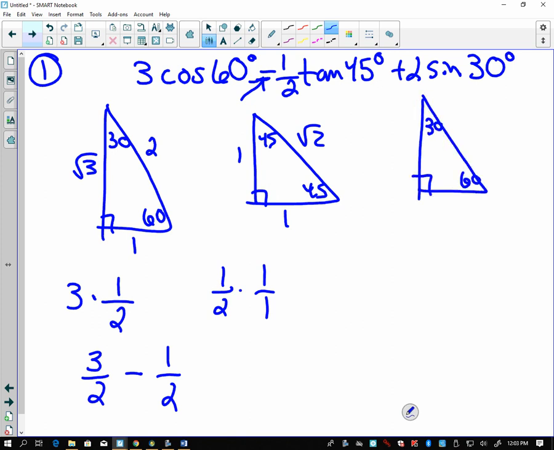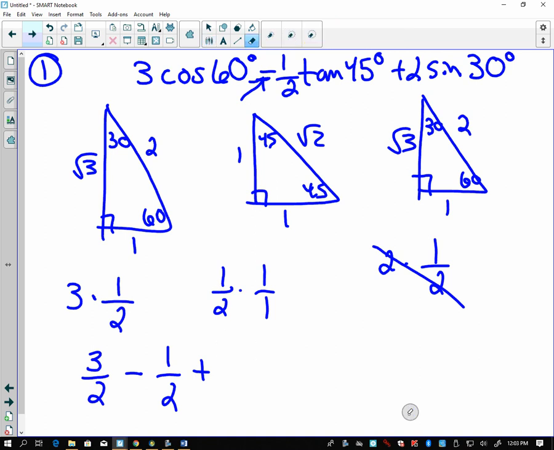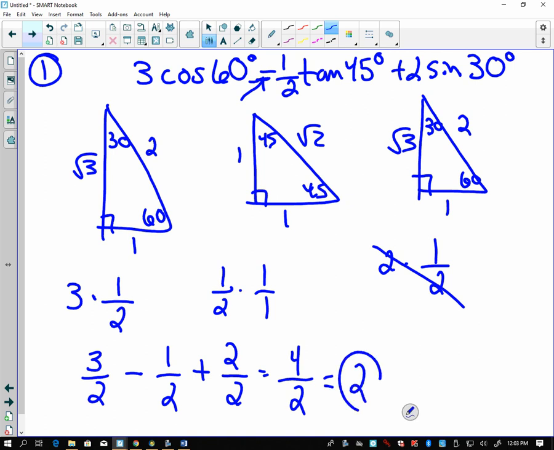I could use the first one if I wanted to. Here we want sine, so we want to pick the 30 degree this time, and we want opposite. Opposite is 1 over hypotenuse is 2, and we want 2 times that. Well, 2 times 1/2 is 1, because my 2's cancel out, leaving me with 1 over 1. And we want to add that, plus 1. I'll write that as 2 over 2. I got 3 minus 1 is 2. 2 plus 2 is 4. I get 4/2. So my answer is 2.